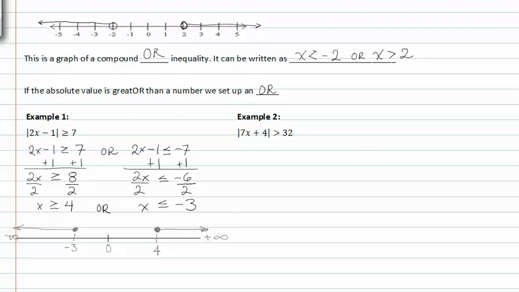So if we wanted to write the interval, remember, since our original absolute value inequality stated that the absolute value was greater than, we have to write a union or an OR statement with our intervals. The intervals in which the absolute value inequality is true is from negative infinity to negative 3, or the interval from 4 to positive infinity.